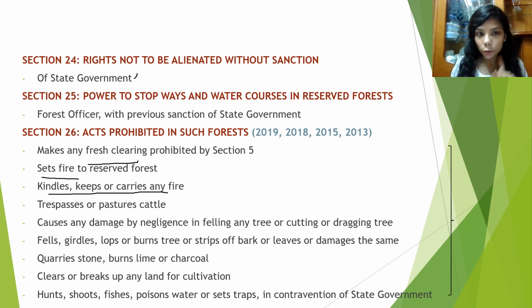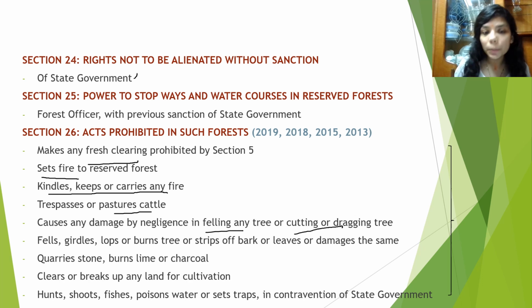First is, no fresh clearing shall be made. Second is related to fire. Third is related to cattle, trespasses or pastures cattle on the land of reserved forest. Causes any damage by negligence in felling any tree or cutting or dragging tree. So you cannot cut or drag any tree from the reserve forest without prior sanction or permission of the government.